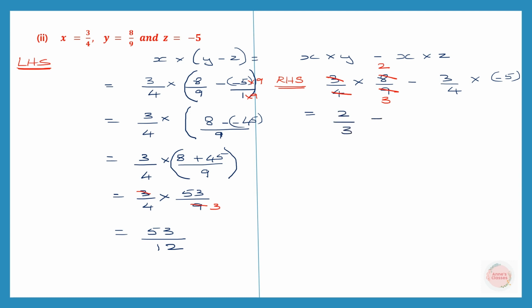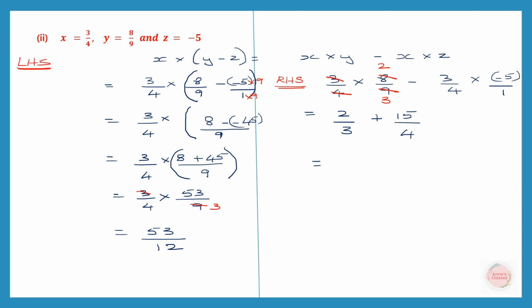So 2 by 3 minus, look at the other side, 3 by 4 into minus 5. Let's give this the denominator 1. So minus 5 by 1. There's nothing to be cancelled. So we multiply the numerators. Minus into minus is plus. So let's change this to plus. And 3 into 5 is 15. Then the denominators, 4 ones are 4.